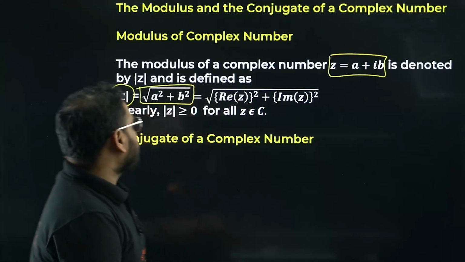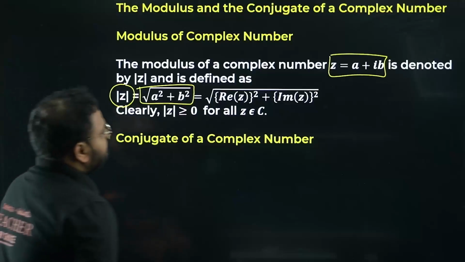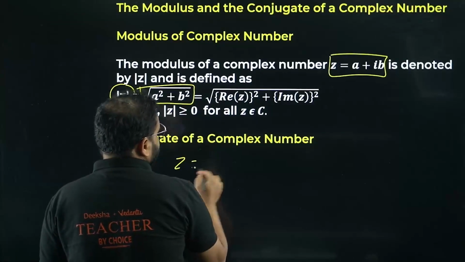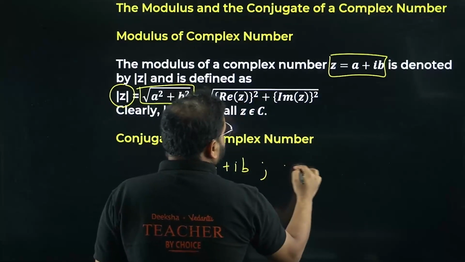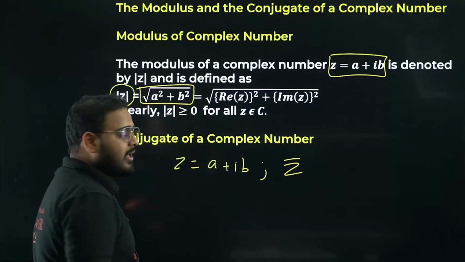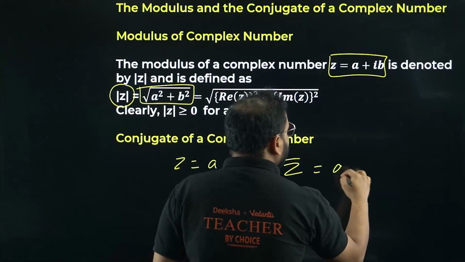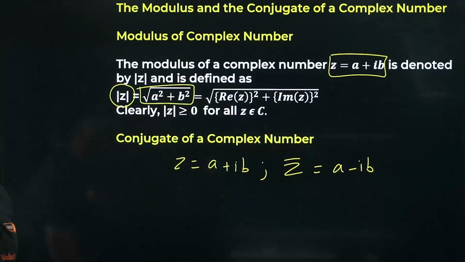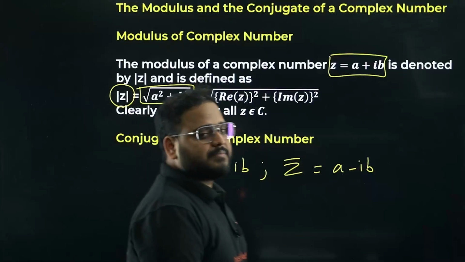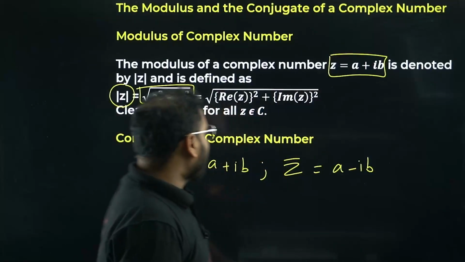Okay, great. Conjugate of a complex number. So let's say I have a z like this, a plus ib. So the conjugate will be z bar, and it becomes equal to a minus ib. That's simple. Yes, that's simple. Okay, let's move on now.